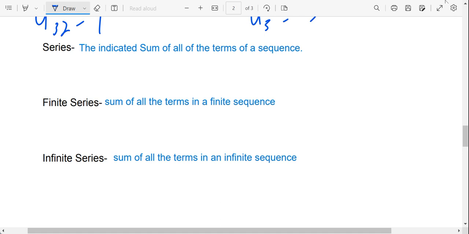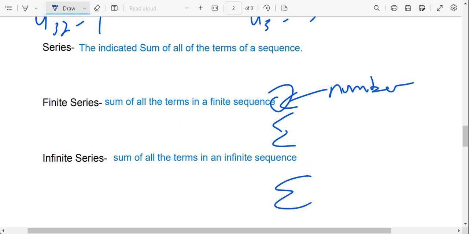Typically, and we're going to show you this here, we write these in what we call sigma notation. A finite series will have a number up top right here. Okay, not necessarily 0, but there'll be a number. As opposed to an infinite series, well, you'll see the infinity symbol right there. That would be an infinite series.